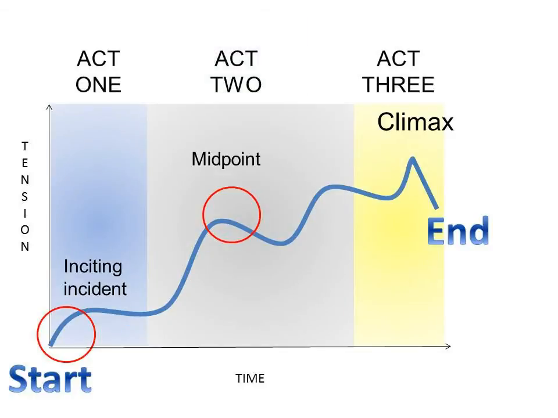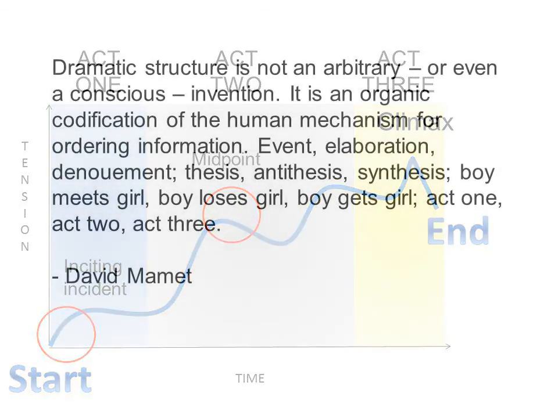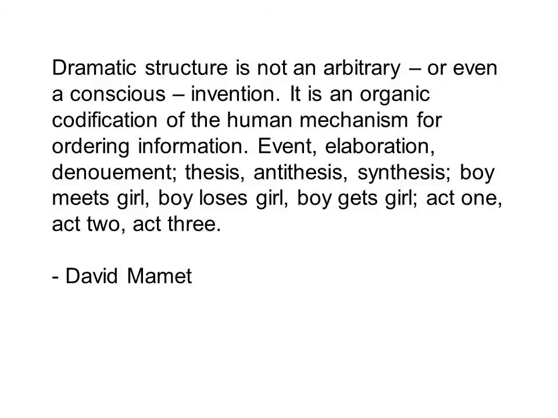You may also have heard that stories should follow a three-act structure. The first act reveals what's happened, the second act develops the conflict, and the third act delivers a resolution. But you probably don't have to worry too much about that advice, since if you're following the other advice, a three-act structure is kind of inevitable. As David Mamet puts it, dramatic structure is not an arbitrary or even a conscious invention. It is an organic codification of the human mechanism for ordering information. Event, elaboration, denouement. Thesis, antithesis, synthesis. Boy meets girl, boy loses girl, boy gets girl. Act 1, Act 2, Act 3.